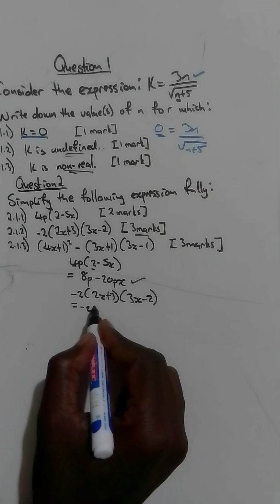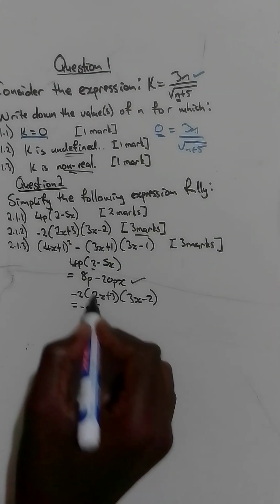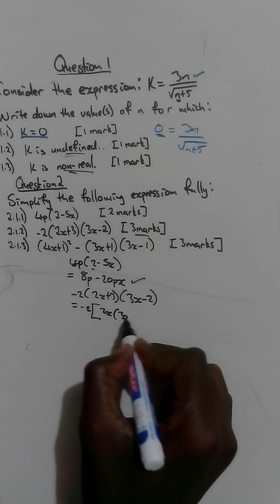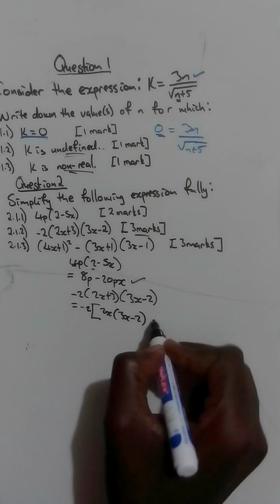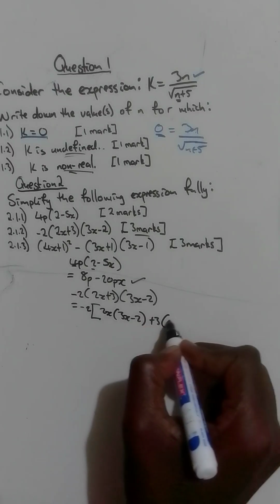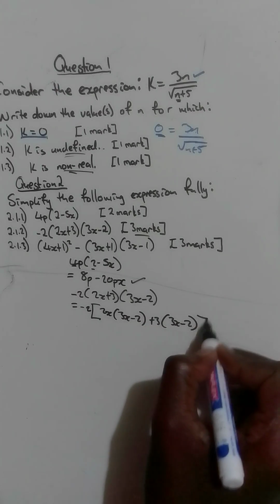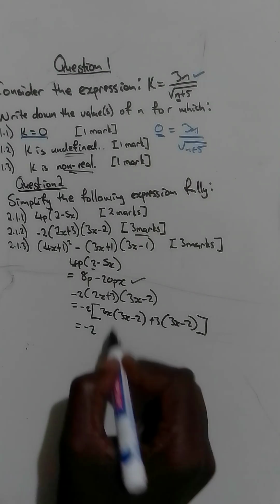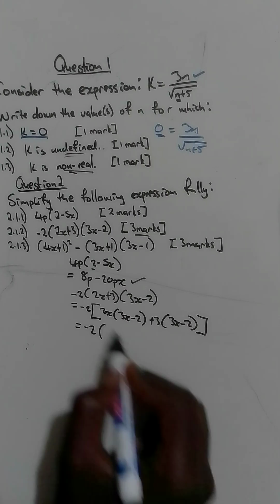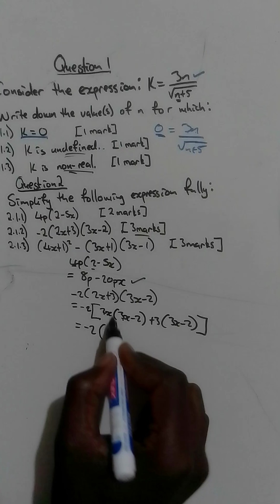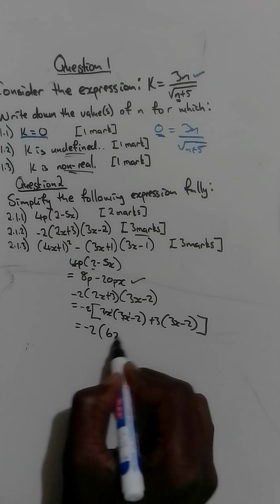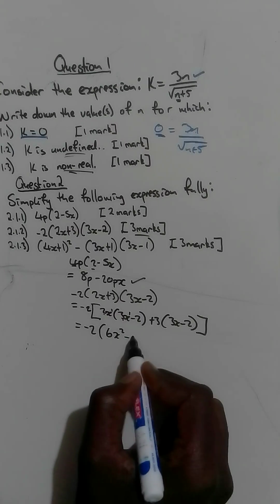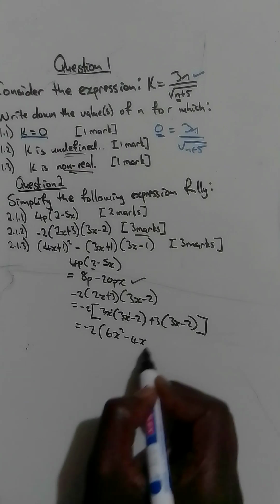So here, this is what I'm going to do. I'm going to use a square bracket. I'm going to take this 2x and multiply this binomial of 3x minus 2, and I will take this positive 3 and multiply the binomial of 3x minus 2 like that, and I close the square bracket. I now say negative 2, right? Then 2 multiplied by 3 is 6, x to the power 1 multiplied by x to the power 1 is x to the power 2. Positive multiplied by negative is a negative. 2 times 2 is 4. There is x, there is nothing, so I write my x.